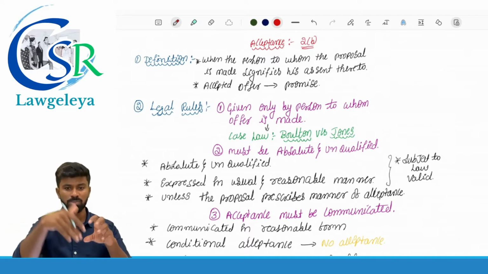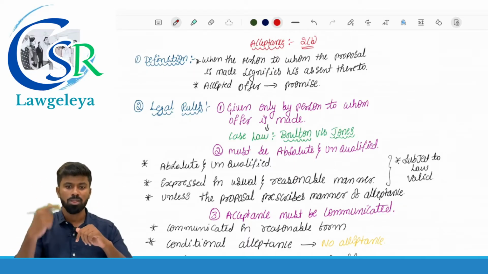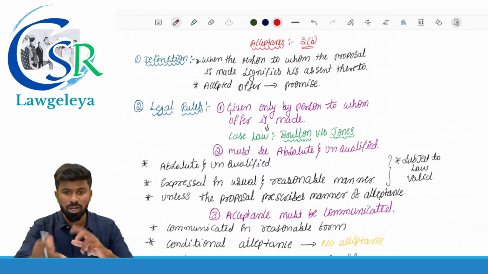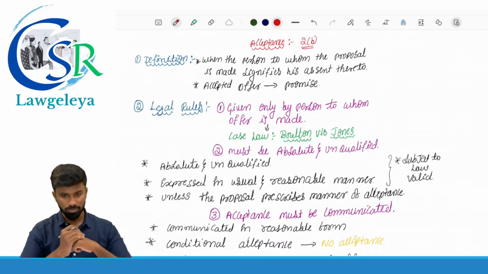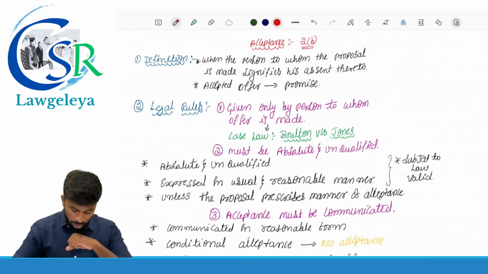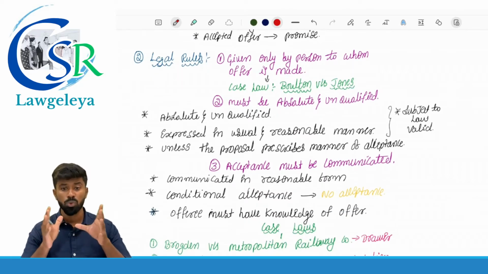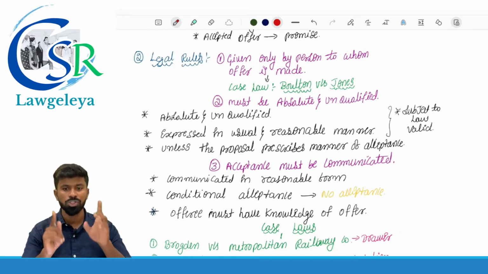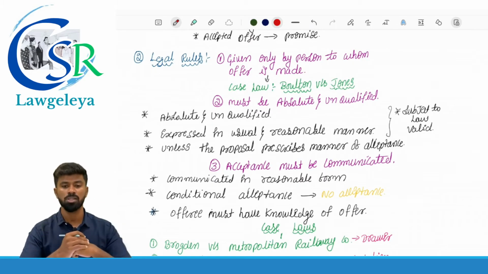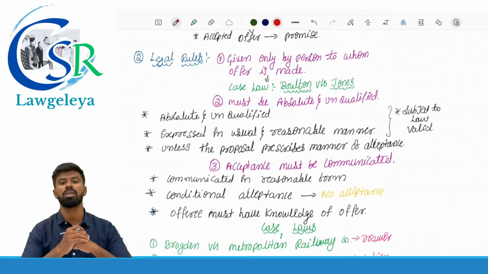Offer, when it is accepted, becomes what? Becomes a promise. And what is acceptance? Remember the keyword: when the person to whom the proposal is made signifies his assent to the offer, it is called as acceptance. Legal rules of acceptance, important one. First one: acceptance must be given only by the person to whom the offer is made. If the offer is made to CSR, who should give acceptance? CSR should give acceptance. If the offer is made to Harishchandra, who should give acceptance? Harishchandra should give the acceptance.